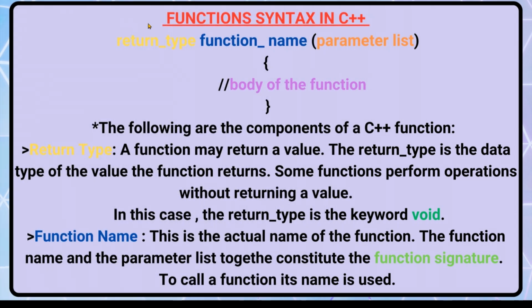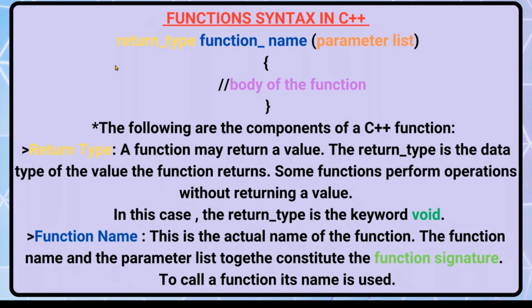Alright, so we are continuing with the syntax for functions in C++. In our first line, as you can see, we have a return type, a function name, a parameter list, and the body of the function. So this is the whole syntax of a C++ function.